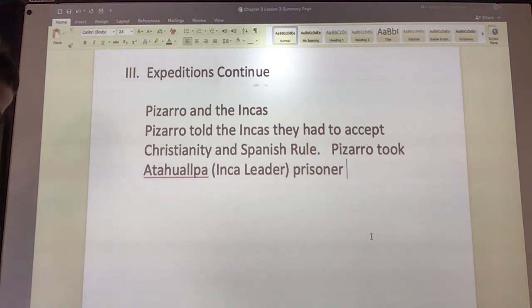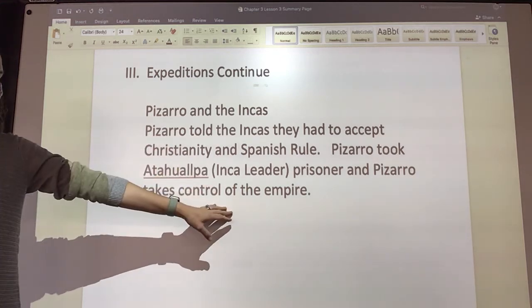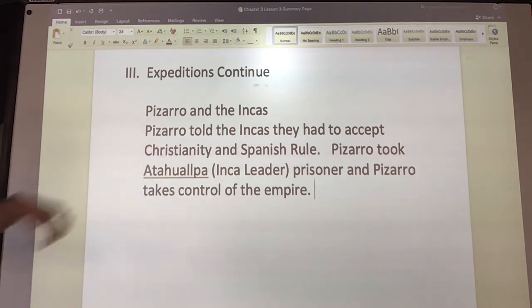Kenny? They were left without a leader. They were, and what happens? Because they're left without a leader. Go ahead, Kenny. They were forced to let Pizarro lead them. Yep, and Pizarro, I should say, takes control of the empire, right? So here we had Cortez take control of the Aztec Empire, and here you have Pizarro taking control of this Inca Empire. Okay, and that's what the Spanish are doing. They're coming over, they're taking control of these different areas.